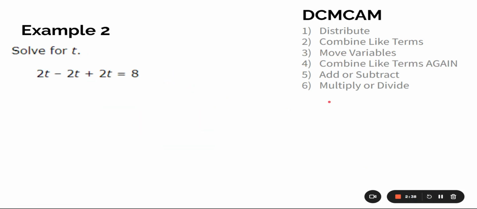All right, let's go on to the next one. This time we're solving for t. I have, once again, 2 times t minus 2 times t plus 2t equals 8. So draw my river. And then I know that I don't have to move variables and I don't have to distribute on this one. Can I combine like terms? Yes, I can. These are, again, all variable terms. So I can combine them all.